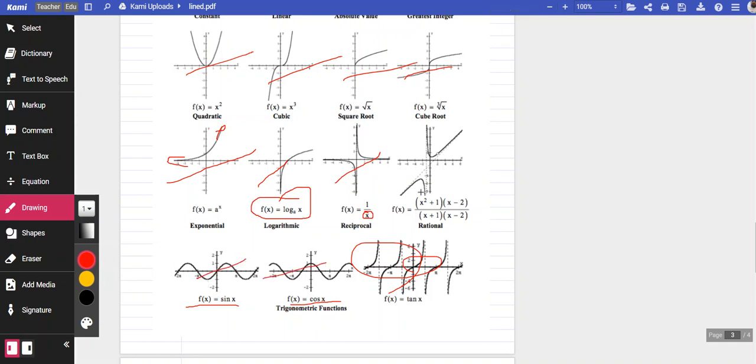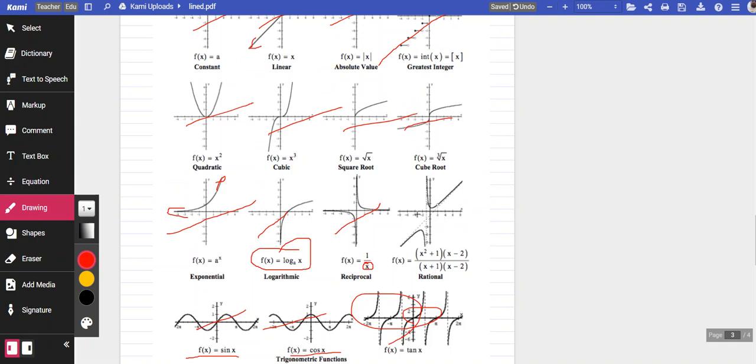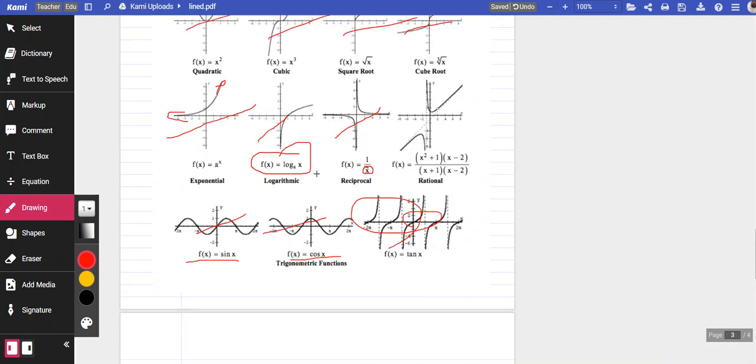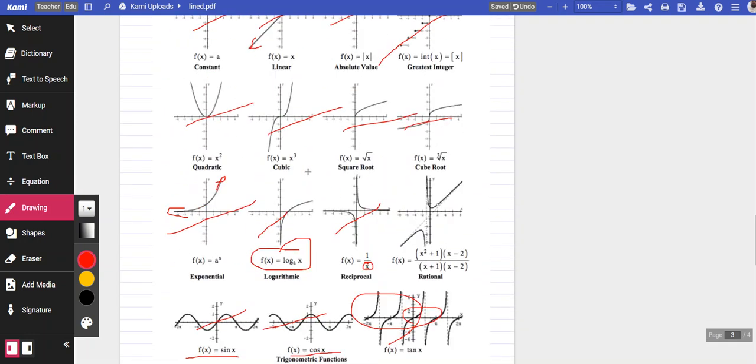I'm leaving out the rational one for right now. That is an important one, and you can see that one, but it doesn't come up too often. That's called a rational function. I just wanted to have a really quick, super quick video with you about the parent functions.